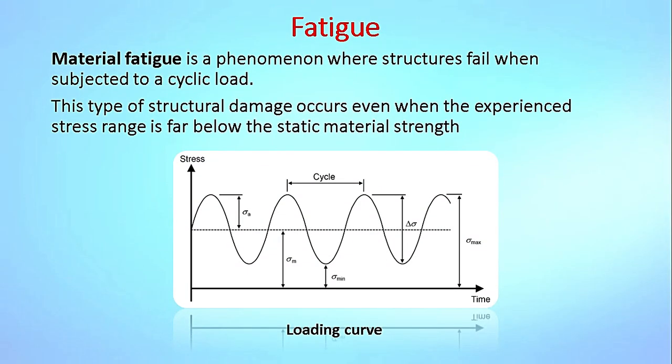Next property is fatigue. Metal fatigue is a phenomenon where a structure fails when subjected to cyclic load. This type of structural damage occurs even when the experienced stress range is far below the static material strength. Here in this graph, the material is subjected to maximum load and minimum load in this manner. And the static strength of the material is far above this point.